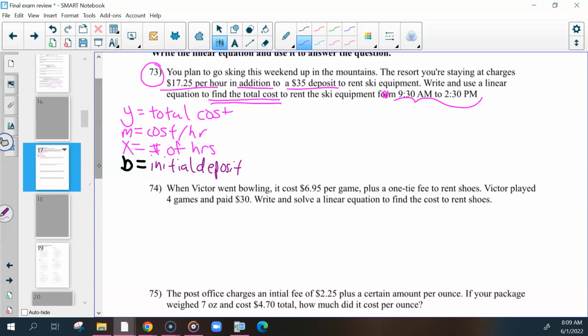So knowing all those things, we could start to put numbers to variables. We don't know our total cost, so that's going to stay y. Our cost per hour is $17.25. Our number of hours would be, we have to count from 9:30 to 2:30, so it's 10:30, 11:30, 12:30, 1:30, 2:30. And then our B, our initial deposit, would be that 35, so we are adding 35. So then from there, we just have to put all that in the calculator and figure out what our y value is.